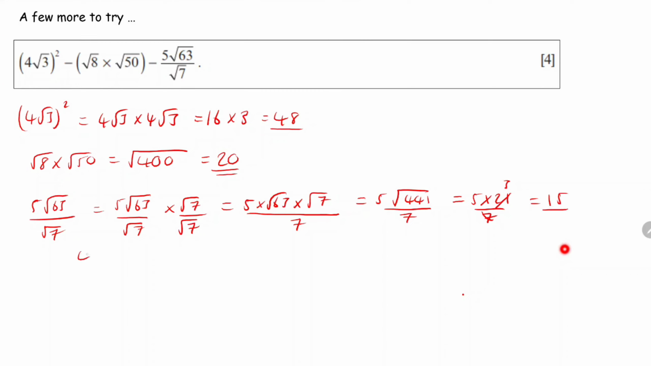So our three terms are 48 minus 20 minus 15. 48 minus 20 is 28. 28 minus 15 gives an answer of 13. It's the first question that wasn't in terms of surds. It's actually simplified to whole numbers.